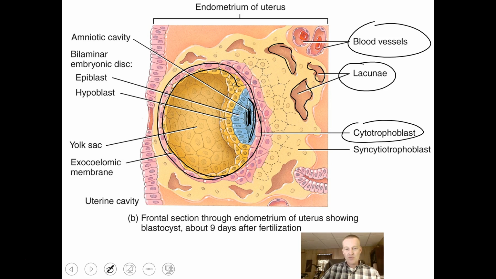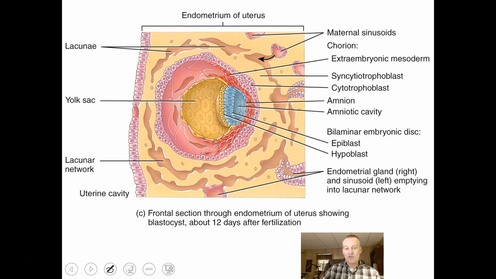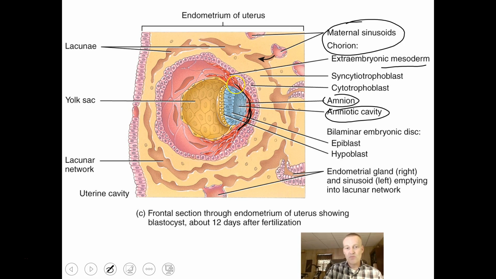All right, so this was a frontal section through about 9 days after fertilization. This is a frontal section at about 12 days after fertilization. So you can see the amnion and the amniotic cavity have gotten a little bit more developed. We have a lot of these lacunae with maternal blood vessels opening up into these lacunae. So they're filling up and pooling with blood. That will be really important when we build the placenta in just a little bit. You can also see that we have mesoderm that's beginning to form and spread out, and I'll talk about how that forms in just one second.